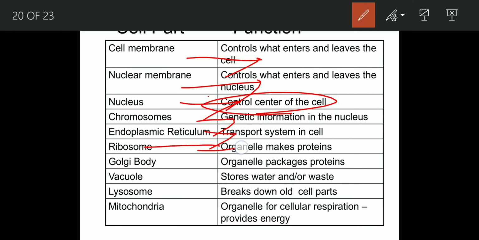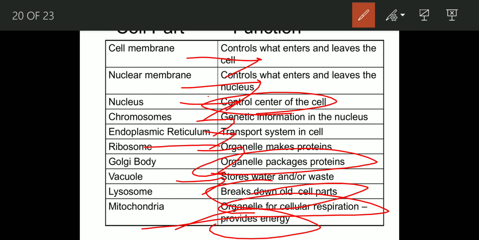The ribosome makes proteins. Golgi bodies package proteins. The vacuole stores. Lysosomes break down the whole cell, so it's also known as the suicidal bag. Mitochondria do the cellular respiration and provide the energy, so this is also known as the powerhouse of the cell.